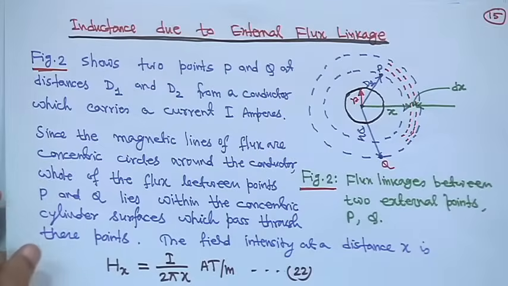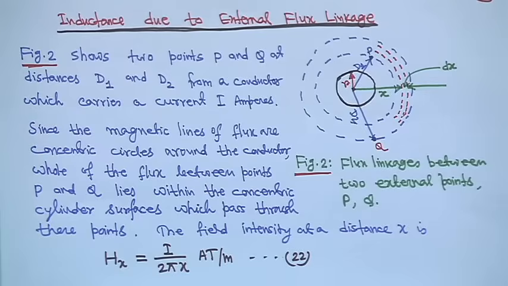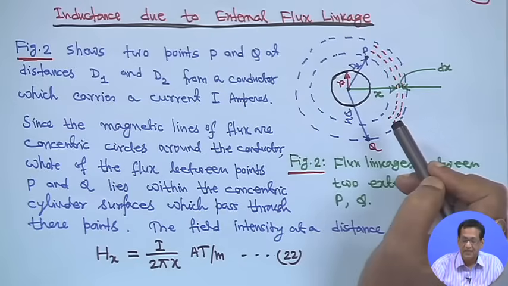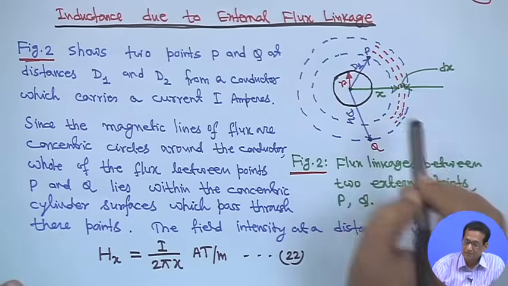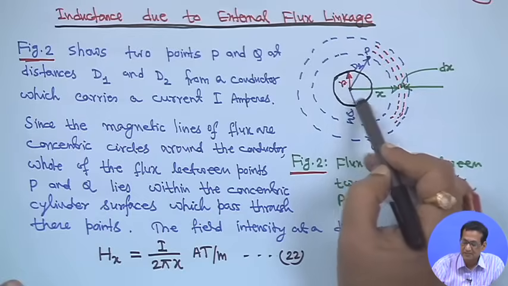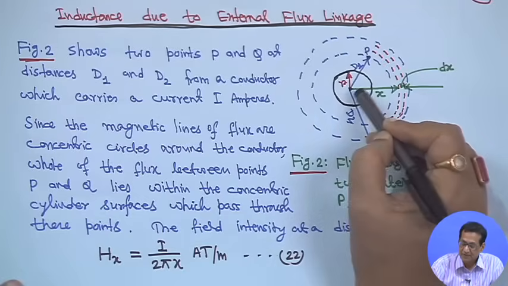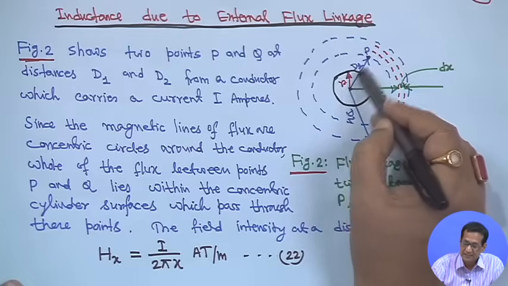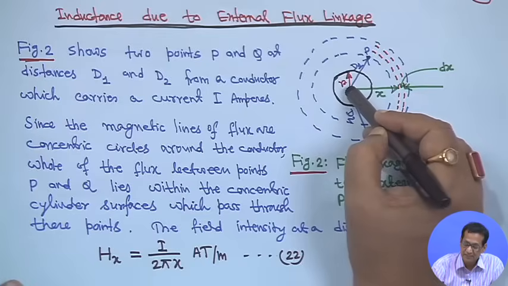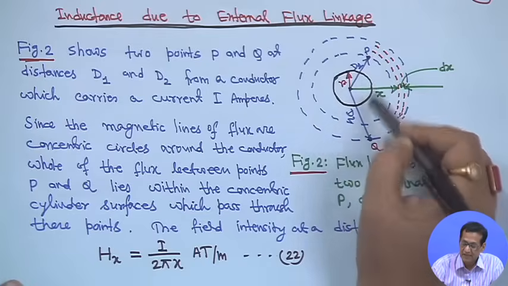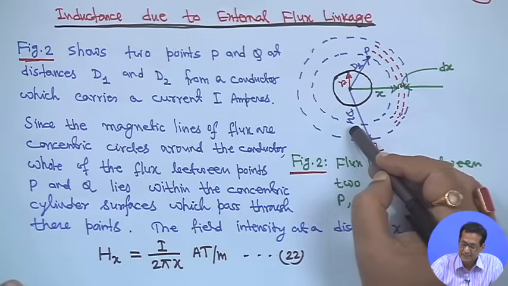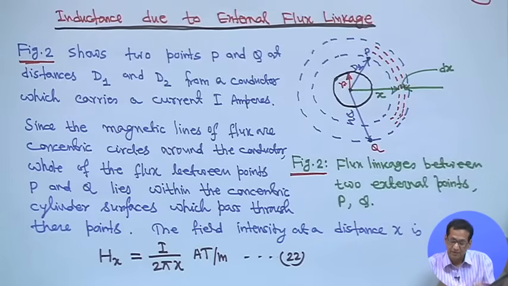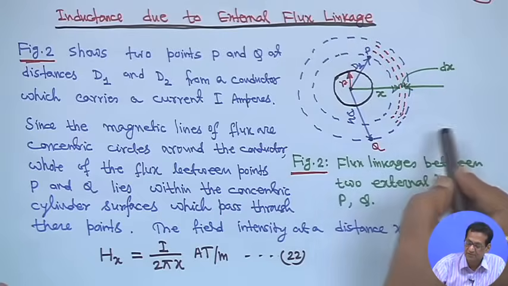Next one is the inductance due to external flux linkage. This is the cross sectional view of the conductor. We have taken the radius of this conductor as r. We have taken two external points, one is P, at a distance d1 from the center of the conductor, and another point Q at a distance d2. These two points are external, and these are the flux lines we have taken.